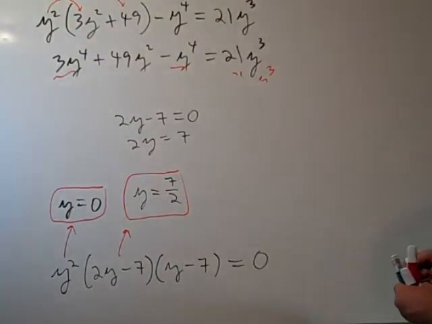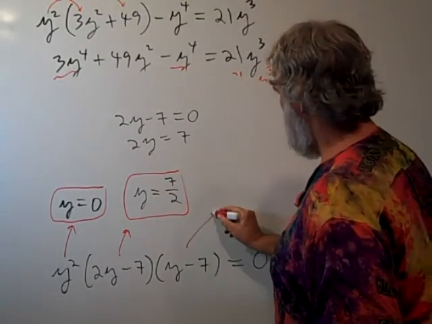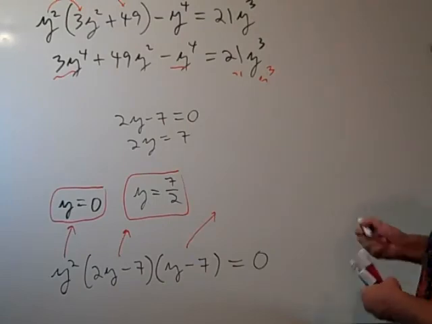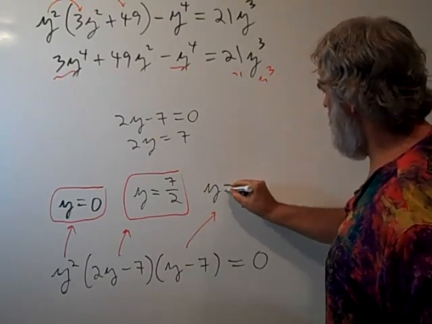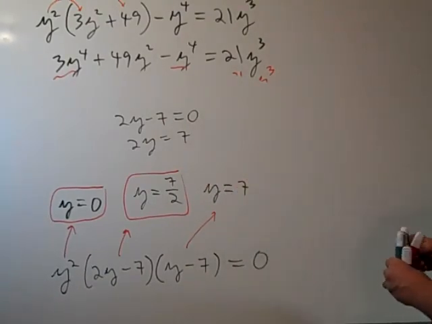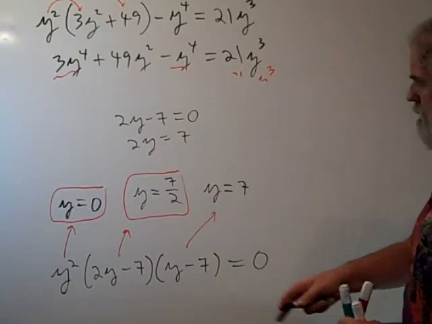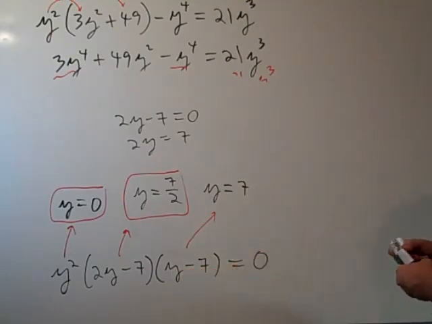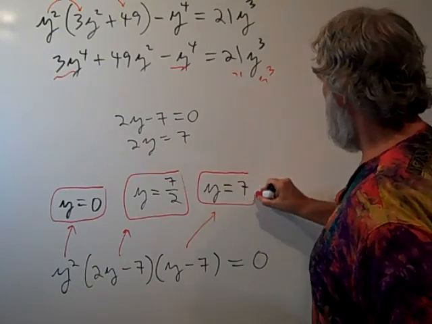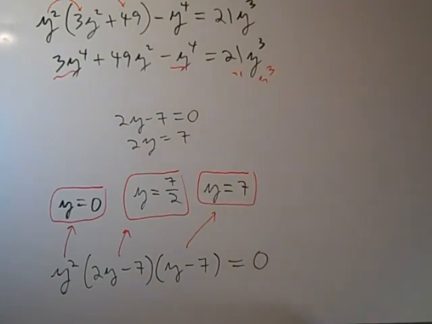And finally, the third term gives us our final third solution to this equation, and that's just y equals 7. Because when y is equal to 7, 7 minus 7 is surely going to be 0. So those are the three solutions to this equation.